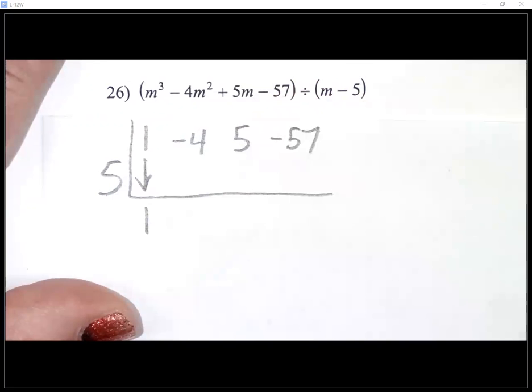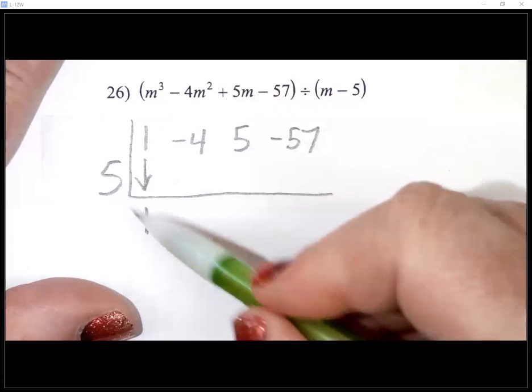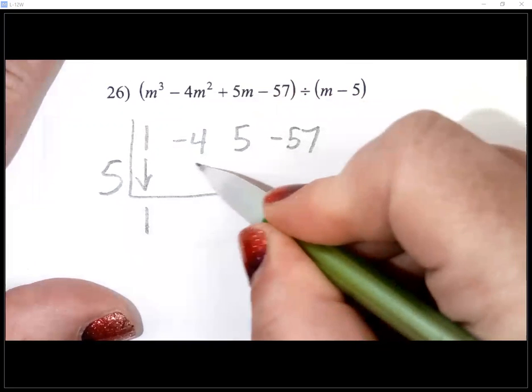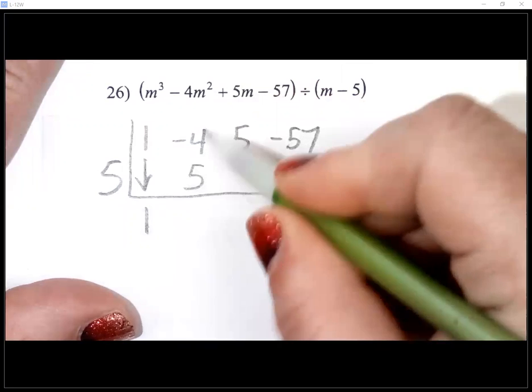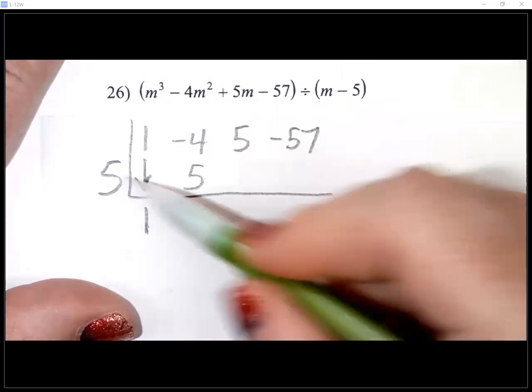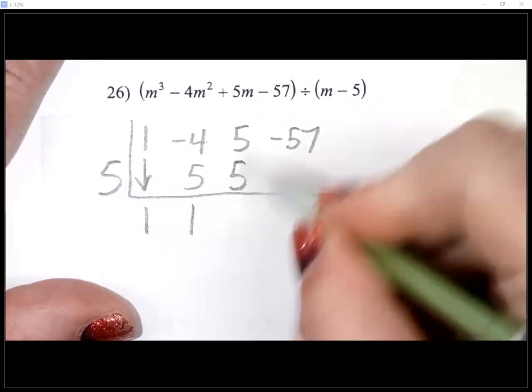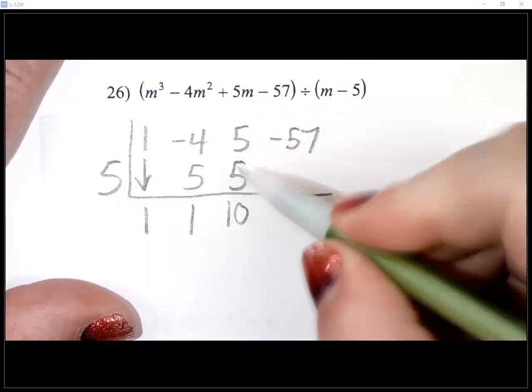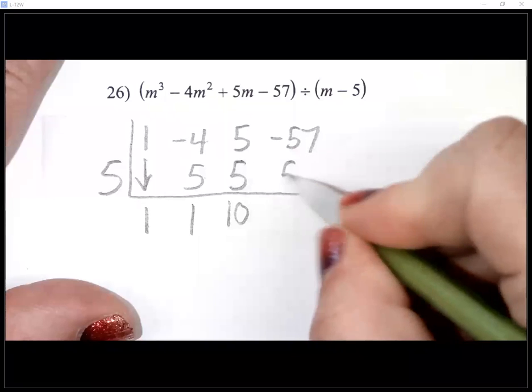You multiply. 5 times 1 is 5, and I write that answer right here. And now I'm just going to add these. A -4 and 5 is now a +1. Multiply again. 5 times 1 is 5. Add these. 5 and 5 is 10. Multiply. 5 times 10 is 50. Add these. I get a -7.